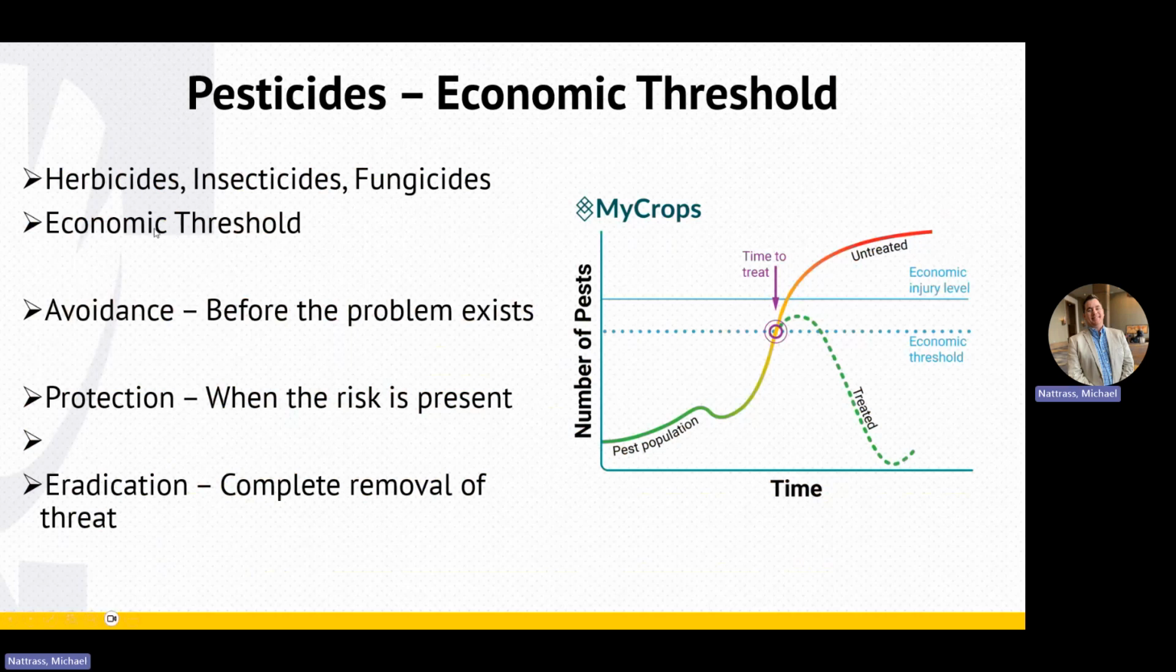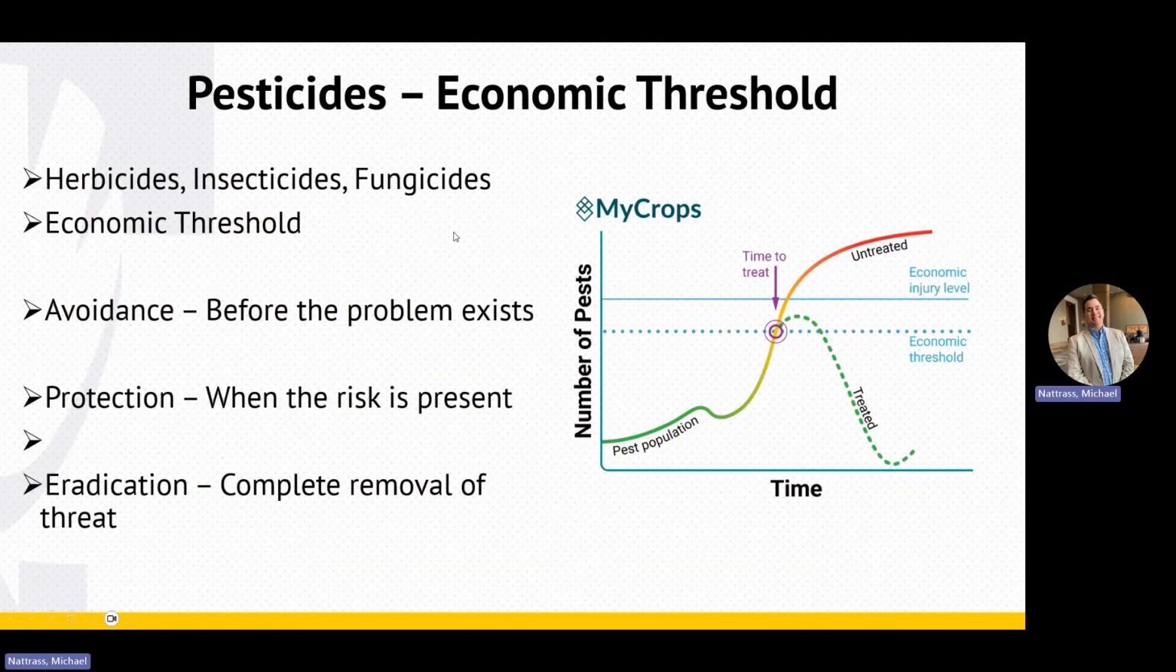And so we had this thing called an economic threshold, in that when we reach this economic threshold, you are likely to have a decrease in yield. At some point in time, if you get above this limit right here, you're going to experience a decrease in yield, which is going to hurt your pocketbook.